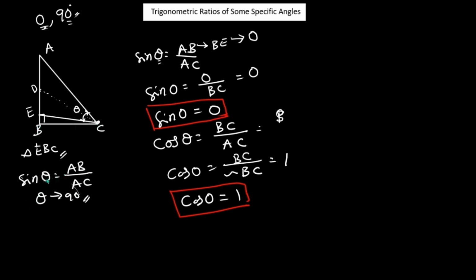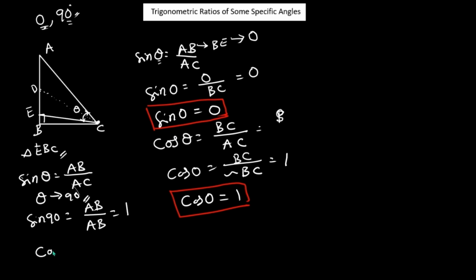So now what is sin theta? It's the opposite side. What is the opposite side? AB, right? So is AB going to change anything when the C point is moving? No, right? That's the reason for sin 90. AB is not going to change anything. What is the hypotenuse? AC. AC will become AB when it reaches there, so it will become 1. Sin 90 is 1.